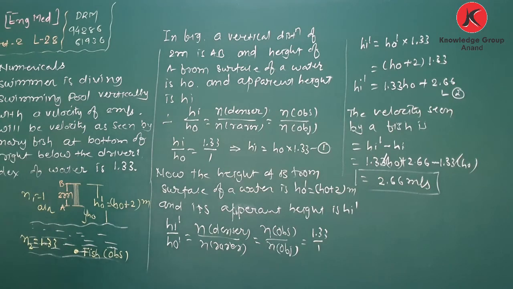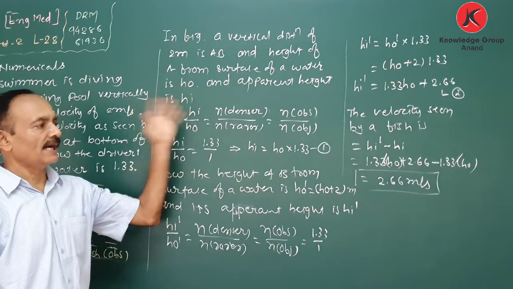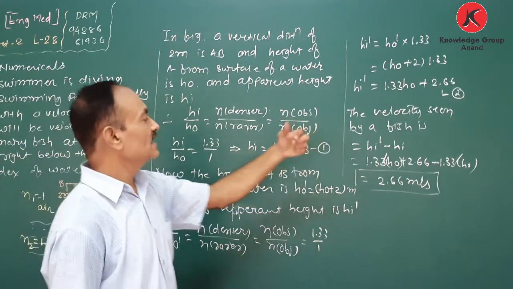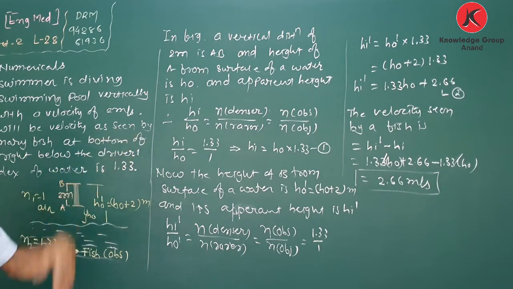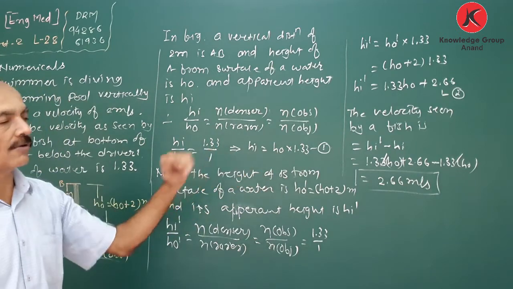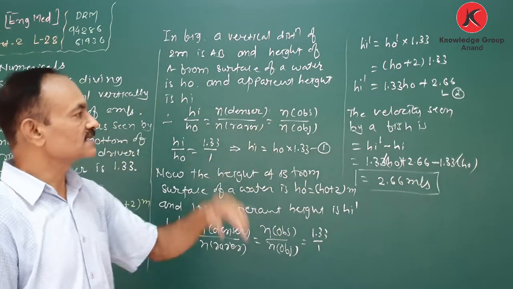Clear this? Very easy by using this concept of real height and apparent height. But we also have the concept like this: as we obtain the images of point A and point B respectively, the distance between these images, that means A dash and B dash, is the velocity of the swimmer experienced by the fish.